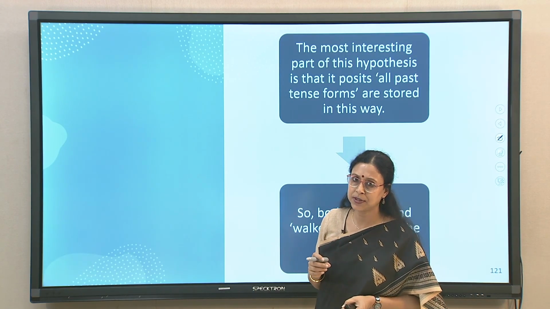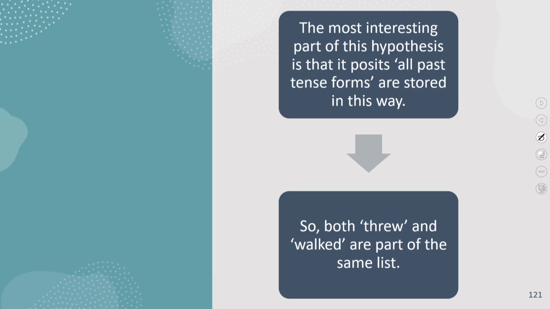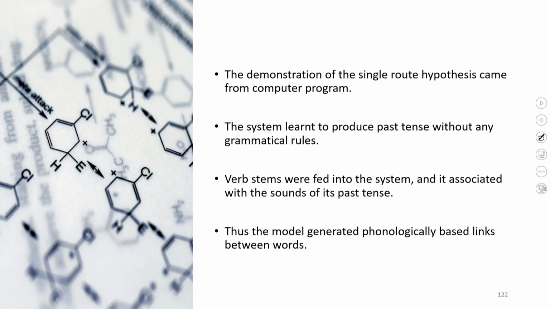The most interesting part of this hypothesis is that all past tense forms are stored this way. Whether they are regular or irregular, all are there in the lexical storage. Now, the demonstration of this came from a computer program, which is also something we have discussed before. The program was created in such a way that they did not give any input of a rule there, only some words. The system has to learn from the given words how the past tense form works. The system was found to learn and produce past tense without any grammatical rules.